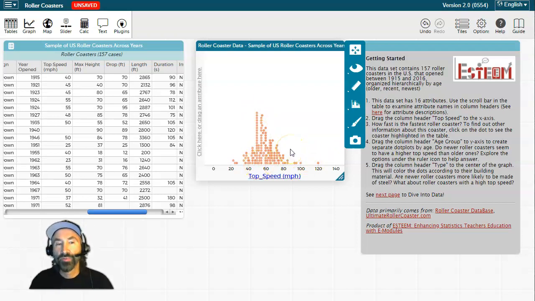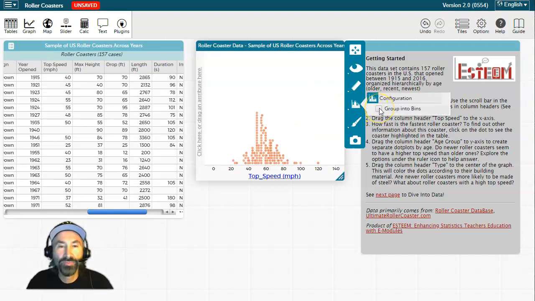Okay, now what I'd like to show you is how these dots relate to a histogram, and then ultimately we'll assume that a normal curve represents a sort of quick sketch of a histogram. So first of all, let's do a little bit of magic here.